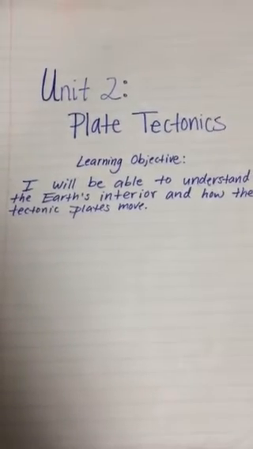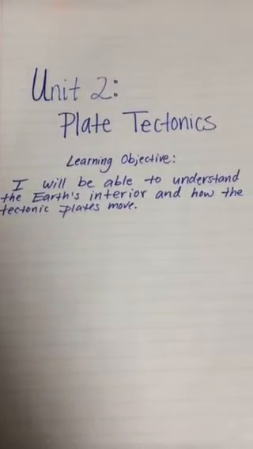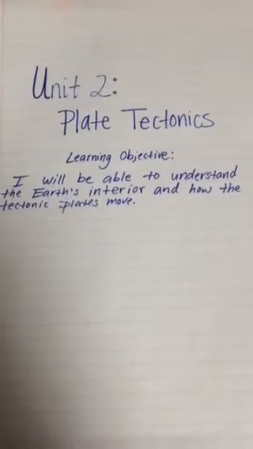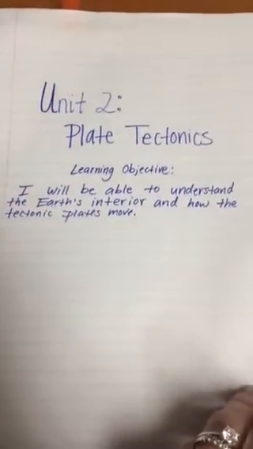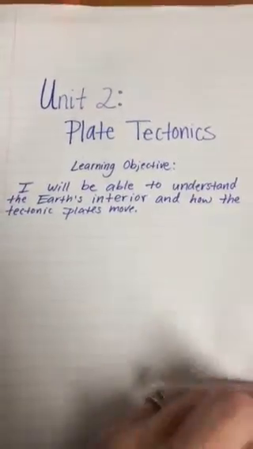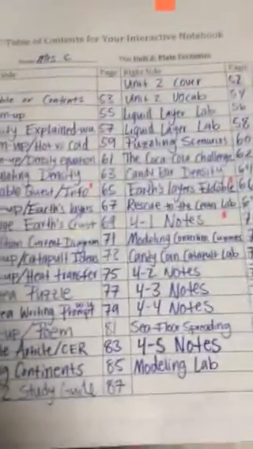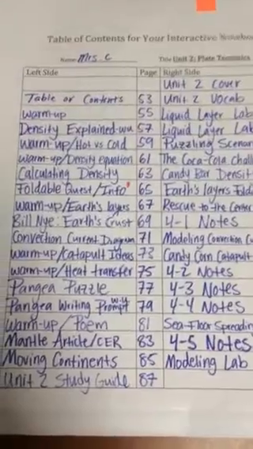This is a video to help you prepare for the Unit 2 Plate Tectonics ISN check. You should have on page 52 your learning objective, complete with the Unit 2 Plate Tectonic title. On page 53 should be a completed table of contents.